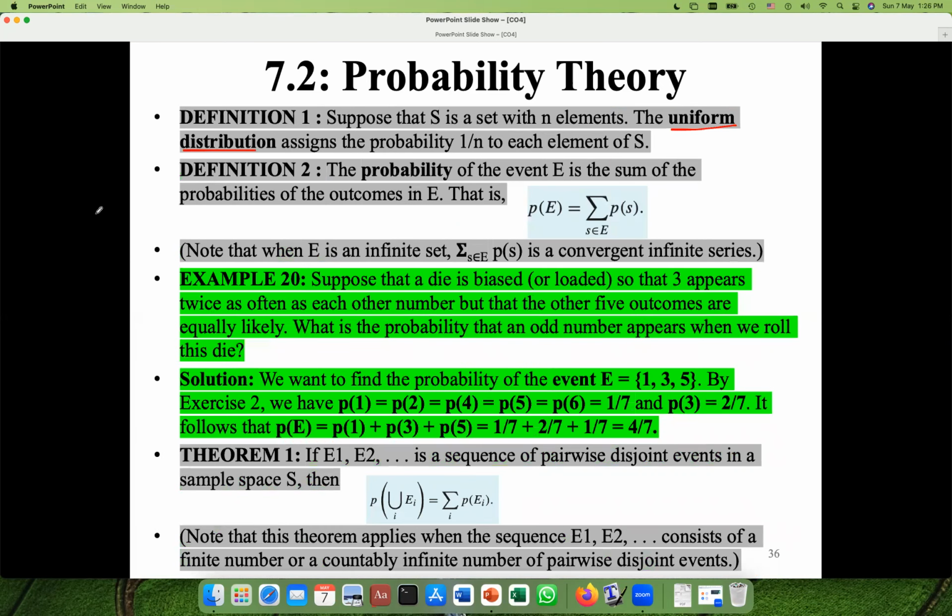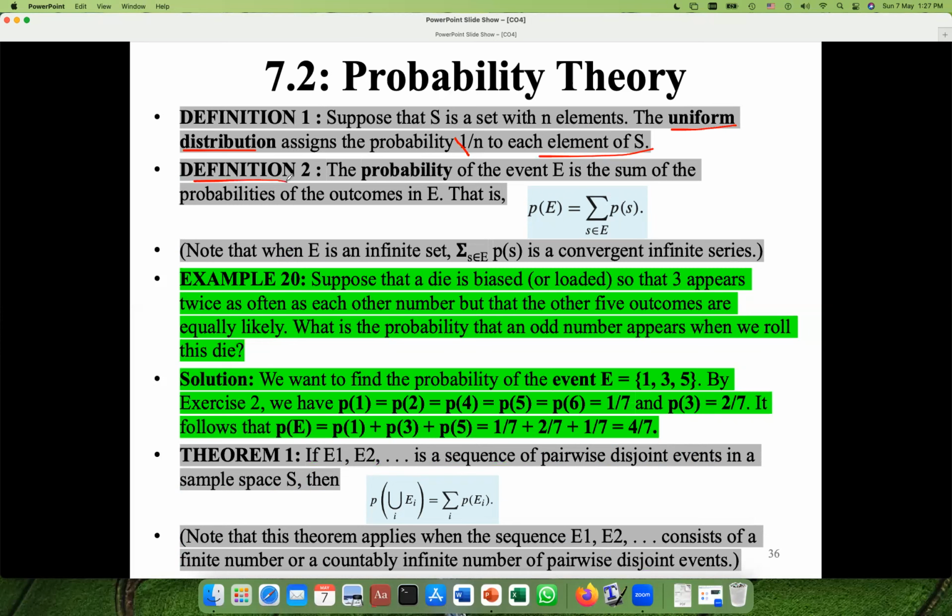Uniform distribution. Uniform means something which will be similar. So in a uniform distribution, you will have the probability 1/n for each event or element of S. Each event, for example, x1 will have 1/n, x2 will have 1/n, x3 will have 1/n. So uniform. Okay.